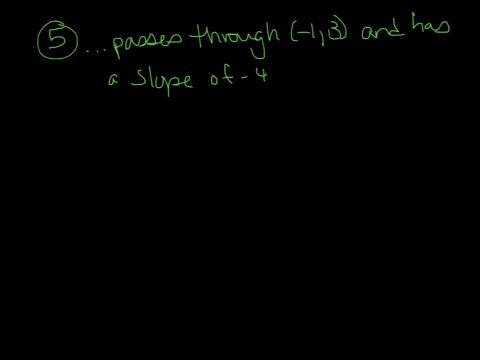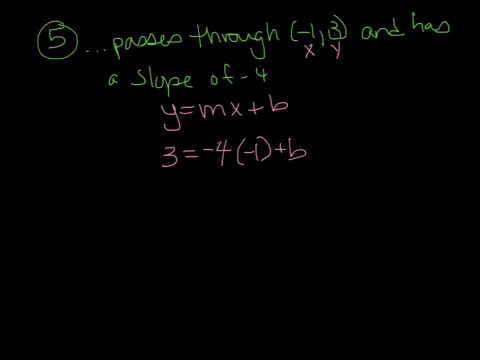Okay, so I'm hoping that you used y equals mx plus b. I'm going to substitute in my negative 1 as my x value, my 3 is my y value. So I'm going to get 3 equals negative 4 times negative 1 plus b, which gives me 3 equals 4 plus b. My b in this case is going to be equal to negative 1.